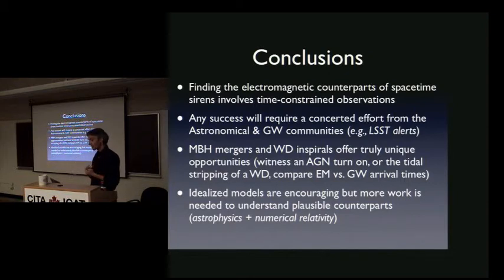And so I told you about massive black hole mergers and white dwarf spirals. They really offer, I think, truly unique opportunities to witness an AGN turn on, knowing the mass and spin of the black hole, or a white dwarf being stripped, knowing the orbit, the mass of the black hole, the mass of the compact object, the spin. So you know all the geometry and the dynamics to a fair extent, and you can witness the manifestation in the electromagnetic spectrum. And I think that's good enough reason to try to model this a bit better.